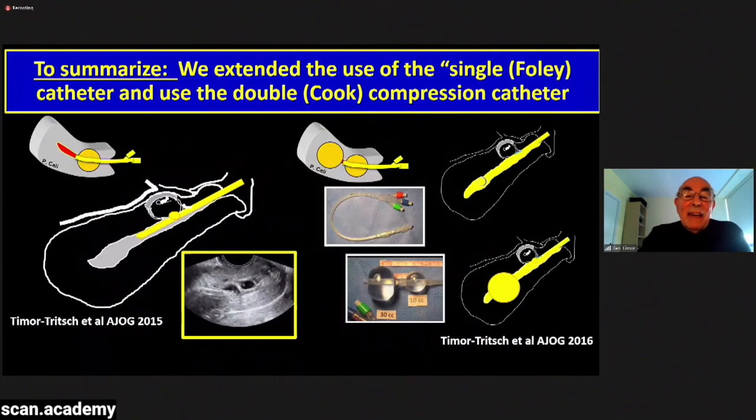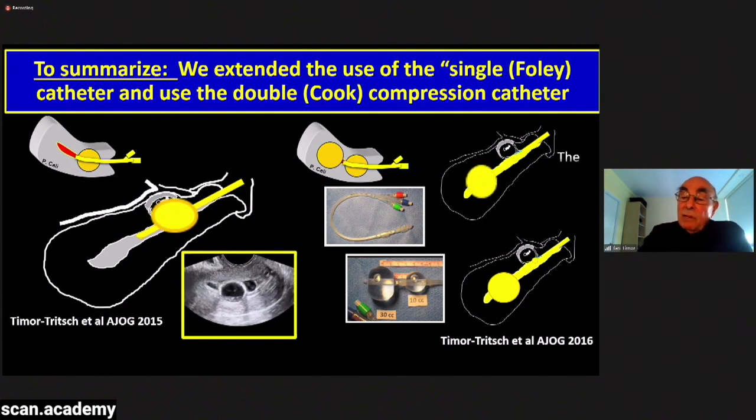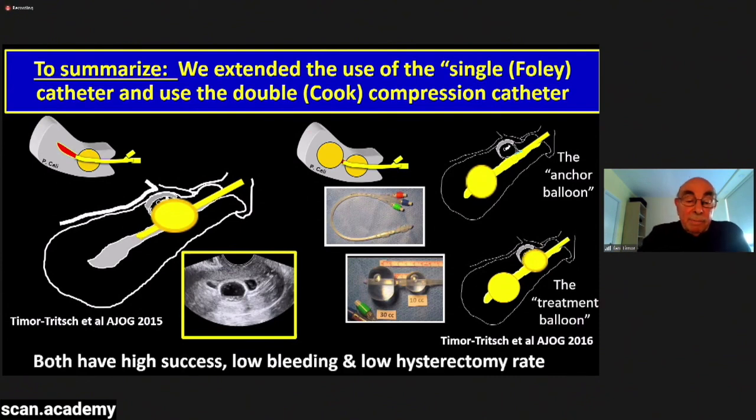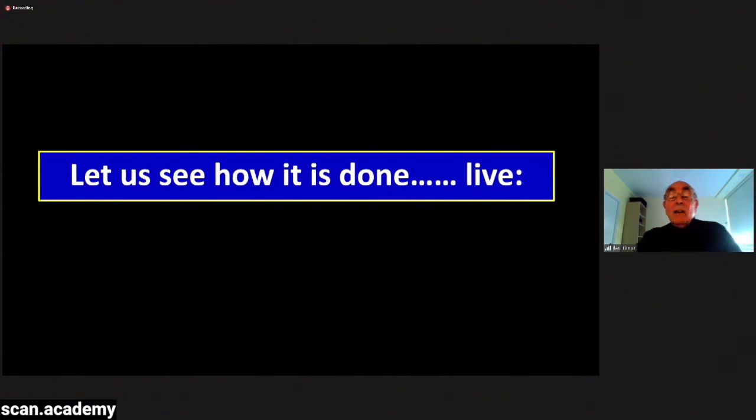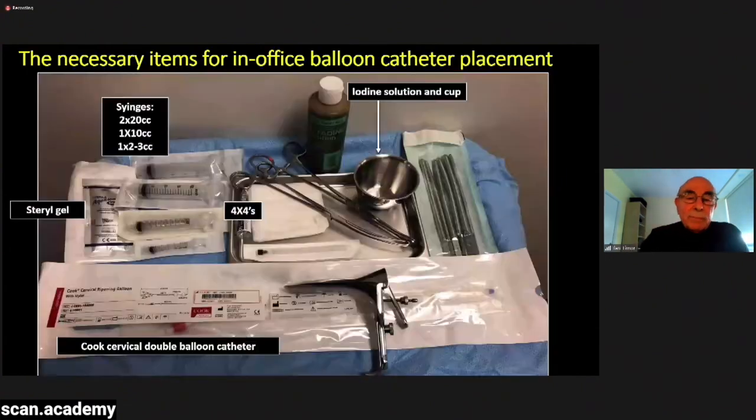So basically, here I summarize, first of all, the single balloon that you see there inflated and putting pressure, and then the anchor balloon inflation and the inflation of the treatment balloon in our cases. Both have high success, low bleeding, low hysterectomy. And that's the general picture of it. I don't want to come back to. So let's see how it's done live.